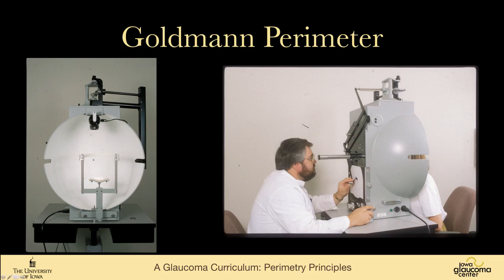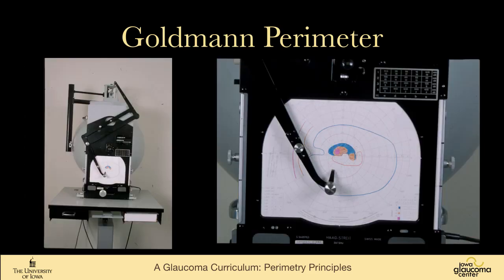And then you can see that moving this pantograph and then manually marking the paper here denotes where the patient was seeing the target. This is the back, so this is what the perimetrist is moving, then that corresponds with the light moving inside the bowl, and you can see that this is mapping out this visual field.